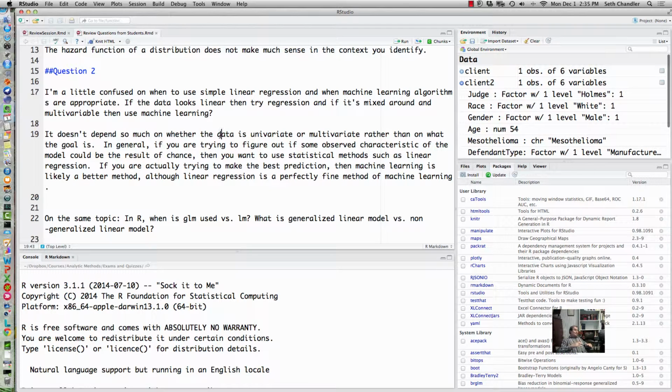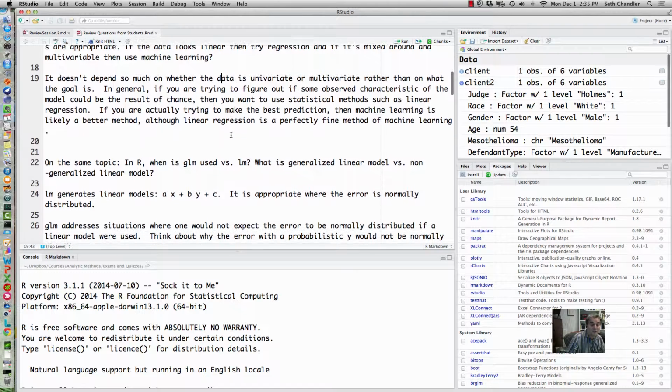If you have some reason based on the physics of the situation to think that the model is linear, then linear regression makes a lot of sense. But if you don't think it's linear, then linear regression as a machine learning technique is not particularly good. Okay?